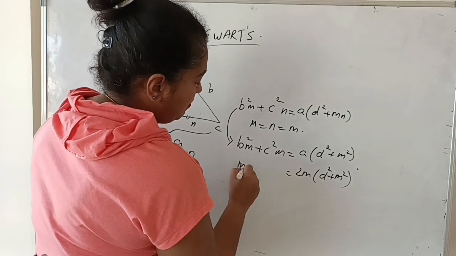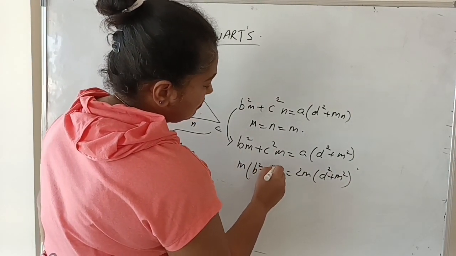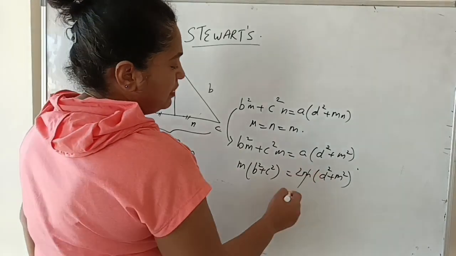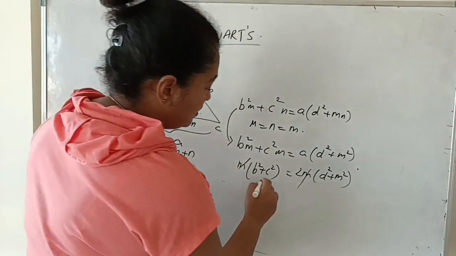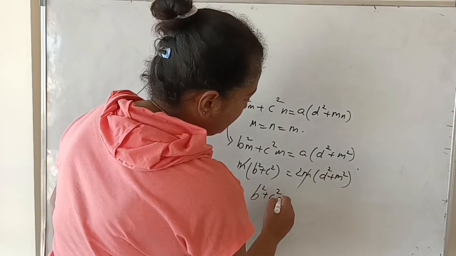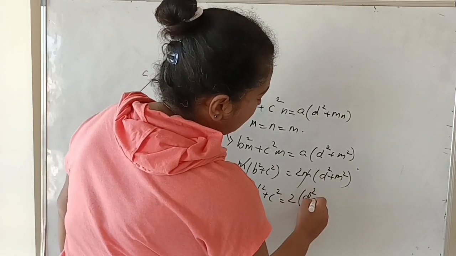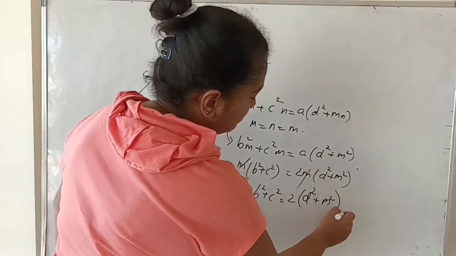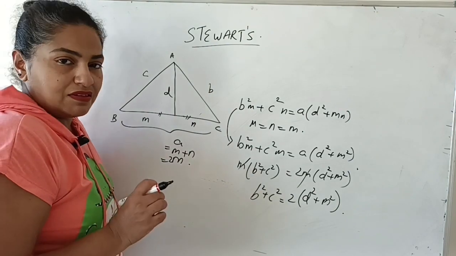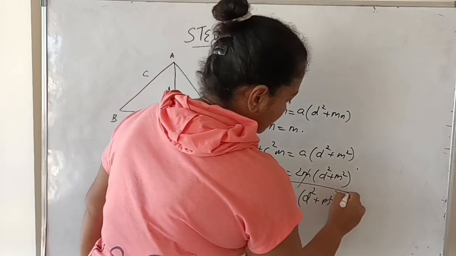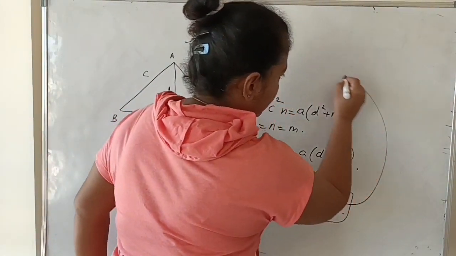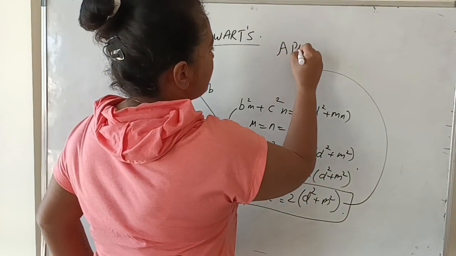Correct? This is M into (b square plus c square). M is common, I can cancel. So b square plus c square is equal to 2 into (D square plus M square). This is a theorem which is known as Apollonius theorem.